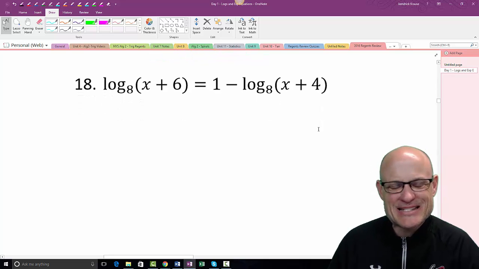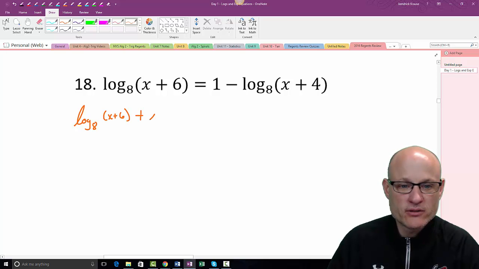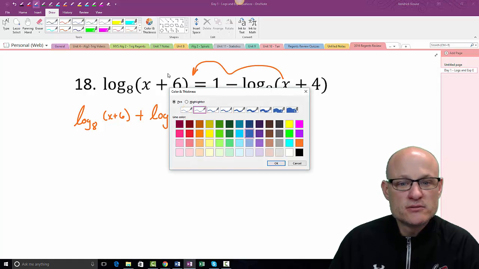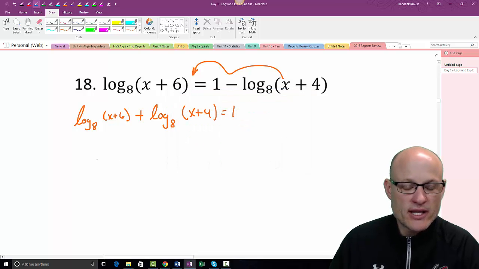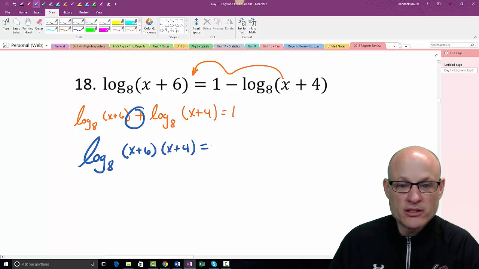Whoa, what do we got here? We still have to condense these logs, but they're not on the same side. So the first thing I'm going to do is get them put together: log base 8 of x plus 6 plus log base 8 of x plus 4 equals 1. Then I'm going to condense them. Since this is addition, it goes to multiplication: log base 8 of x plus 6 times x plus 4 equals 1.